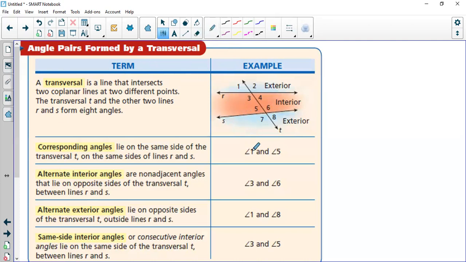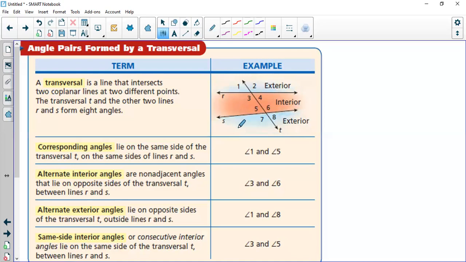Then the next is alternate exterior angles. Alternate means opposite. So we have 1, 2, 7, 8. Which are the two opposite angles? We have 1 and 8. They both make a pair of alternate exterior angles. 2 and 7, that's also exterior. So they both make up a pair because they're alternate.